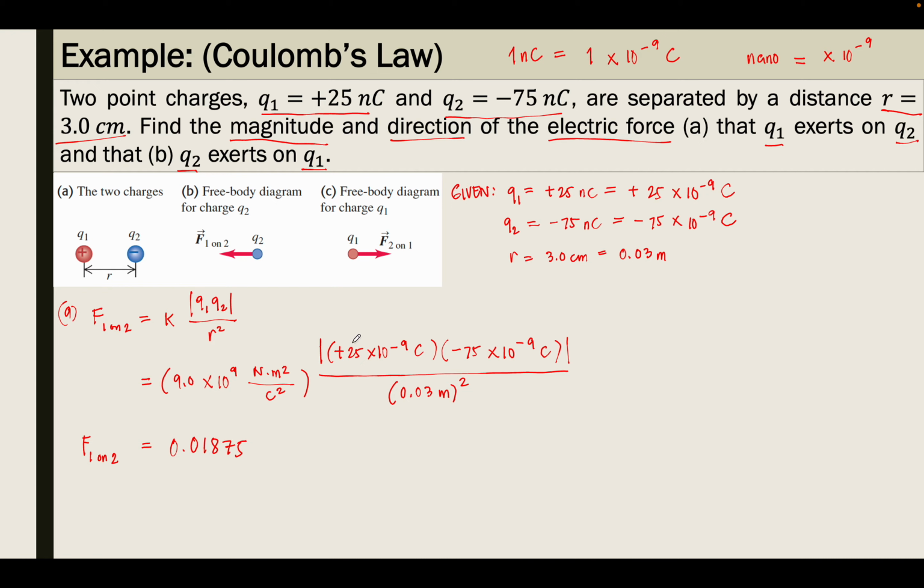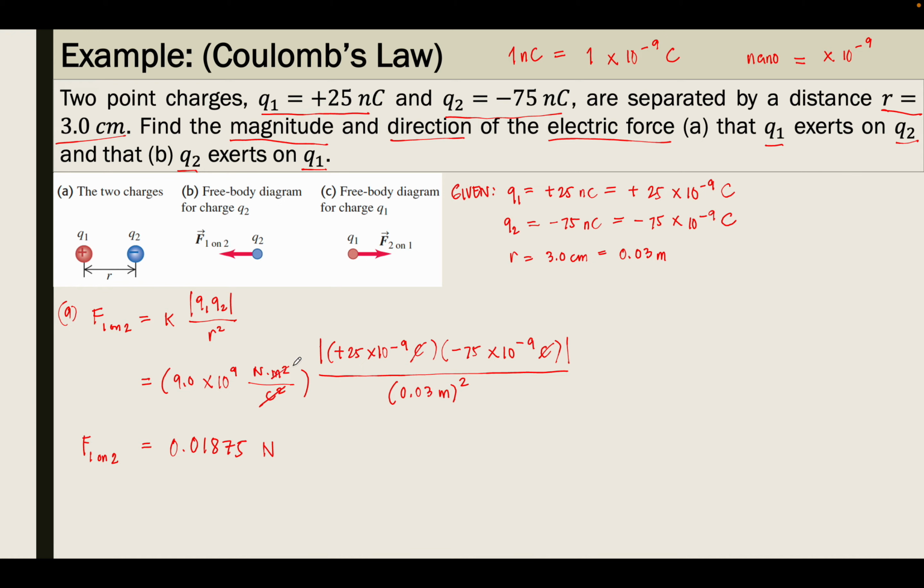Okay, so the answer will be 0.01875. So it's now positive. Okay, again, it is enclosed in an absolute value bar. So this is negative if we will multiply this one without the absolute value bar. But since we have the absolute value bar here, the product of this one becomes positive. So the force that Q1 exerts on Q2 is equal to 0.01875. And then we have the unit Newton. So what Newton? We have Coulomb times Coulomb. It becomes Coulomb squared. So it cancels out with the Coulomb squared here. Then this one, meter squared.